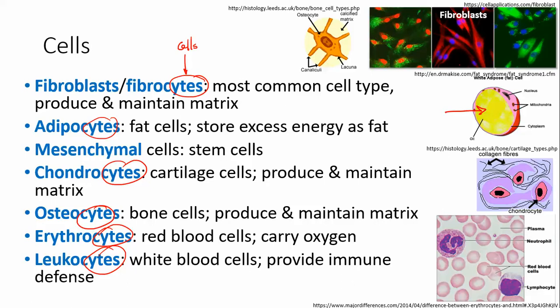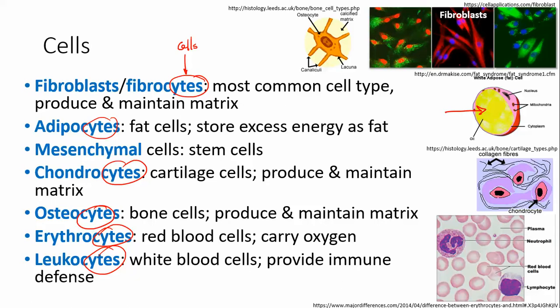Mesenchymal cells are actually stem cells. They are going to be found scattered throughout connective tissue, and if some of the cells are damaged or if some parts of the tissue are damaged, then these mesenchymal cells can differentiate or become many of these cell types and replace those missing cells.